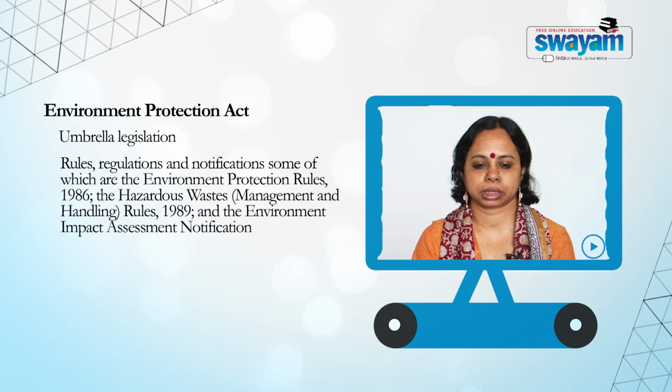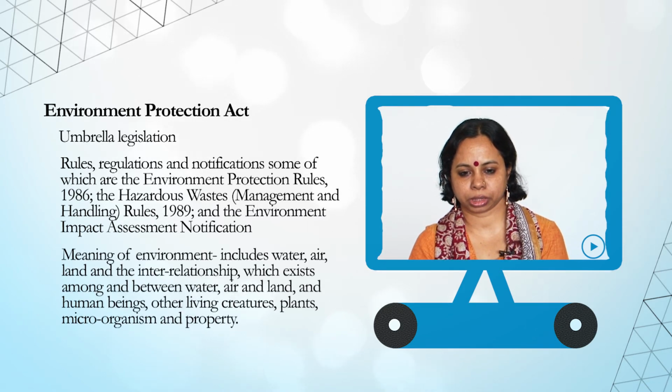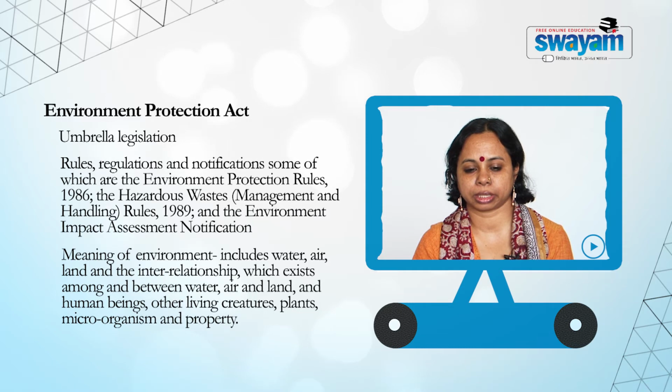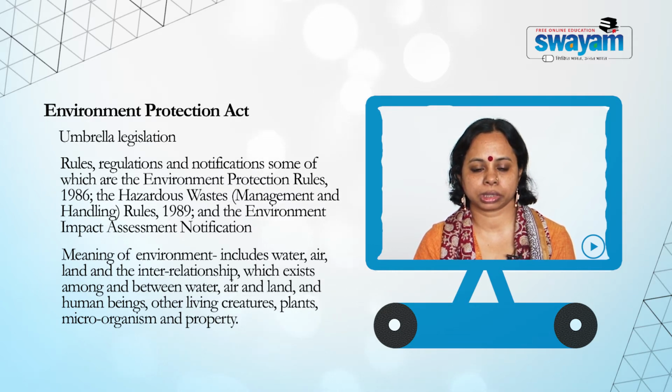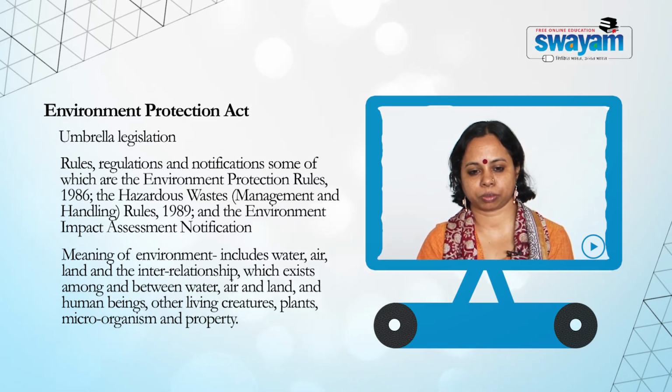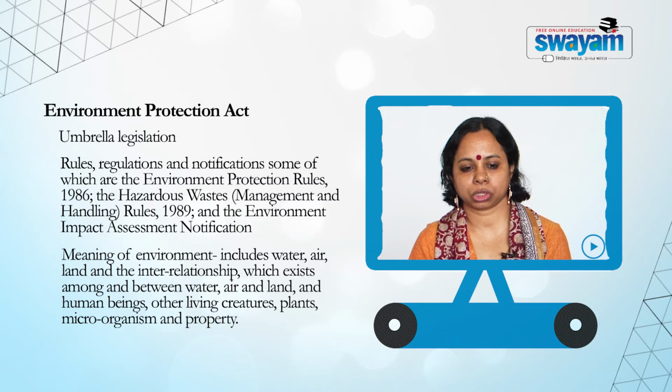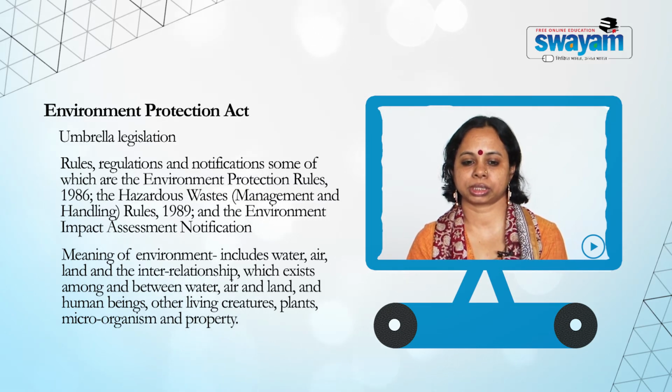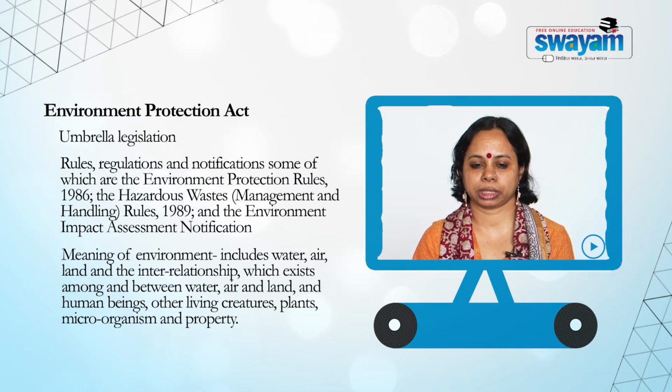Now, this is a legislation which is covering environment in general for the whole of India, and accordingly they define environment as including water, air, land and the interrelationship which exists among and between water, air and land and human beings, other living creatures, plants, microorganisms and property. So, a holistic definition of the meaning of environment is provided under the Environment Protection Act, and this Act also brings in a number of rules, regulations and notifications in the form of delegated legislation.